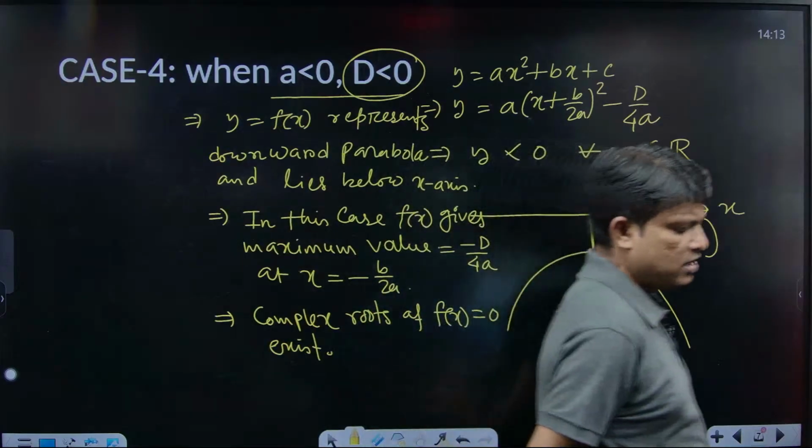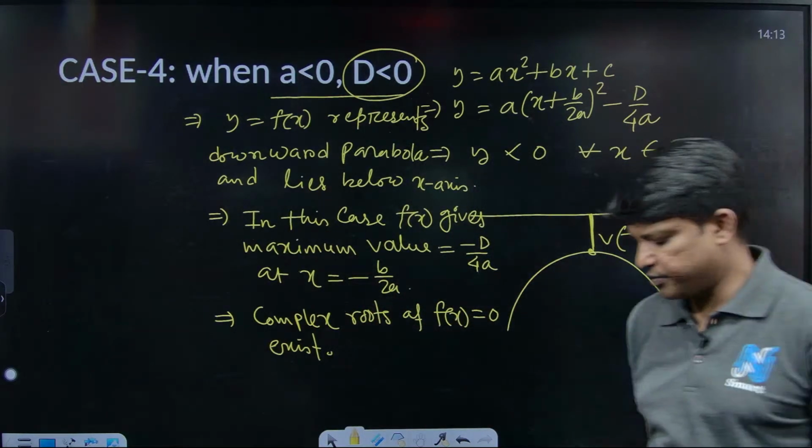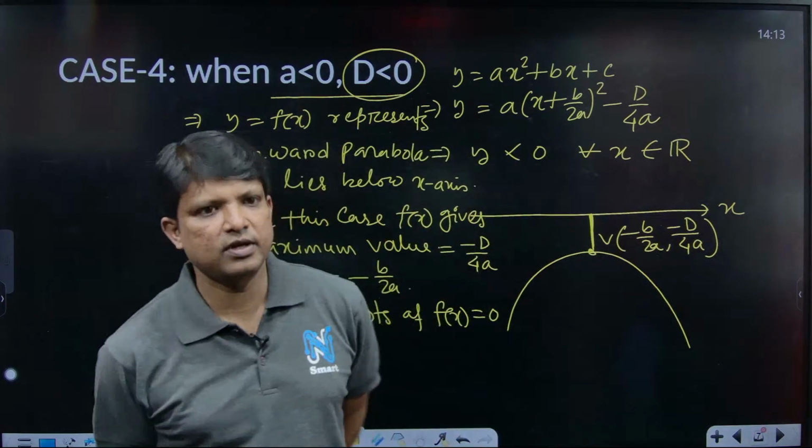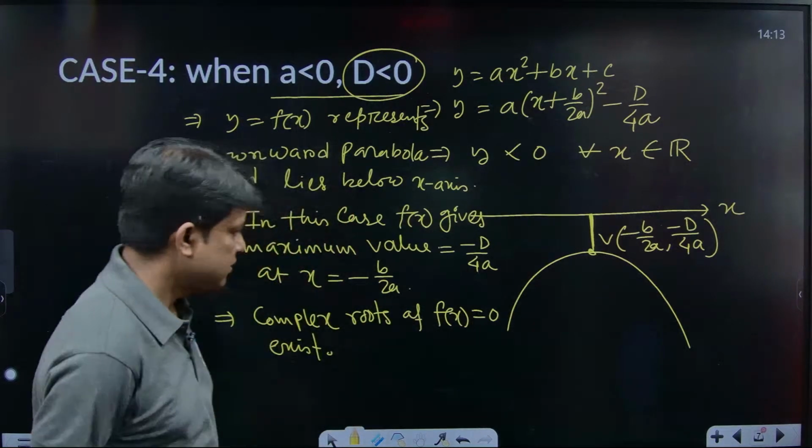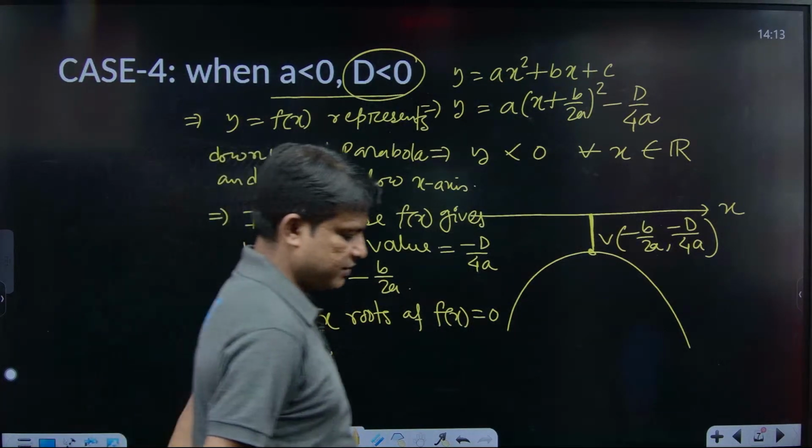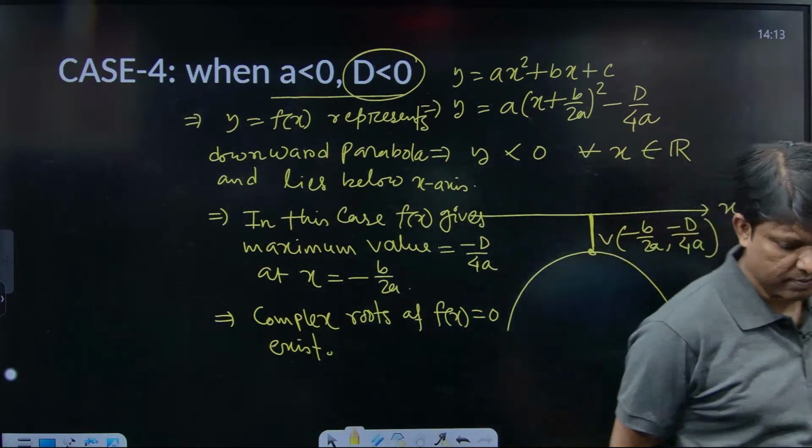Understood? Just check one example: minus x square plus x plus 1. The discriminant is negative, b square minus 4ac.